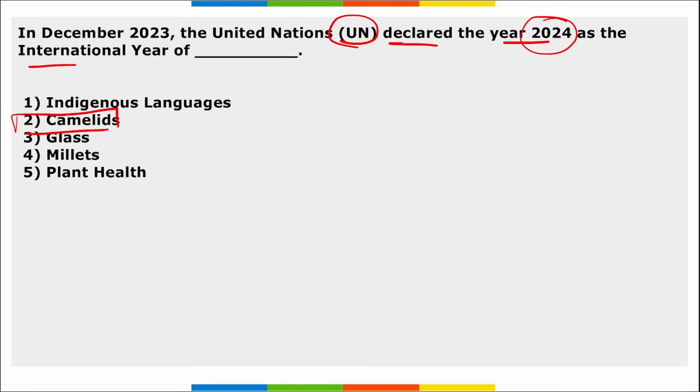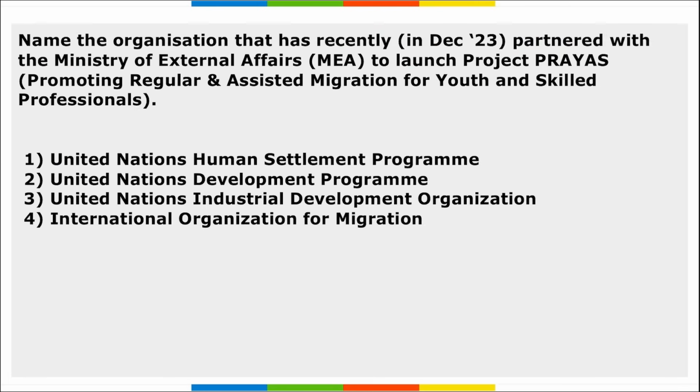Correct? And apart from this, remember, the International Year of the Camelids is observed to raise awareness of the economic and the cultural significance of the camelids in protecting the ecosystem, assuring their food security and also promoting biodiversity.